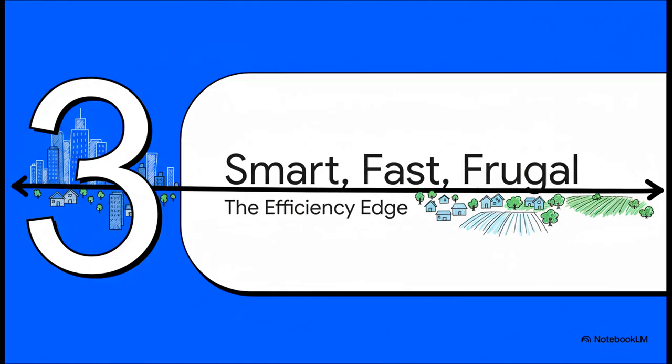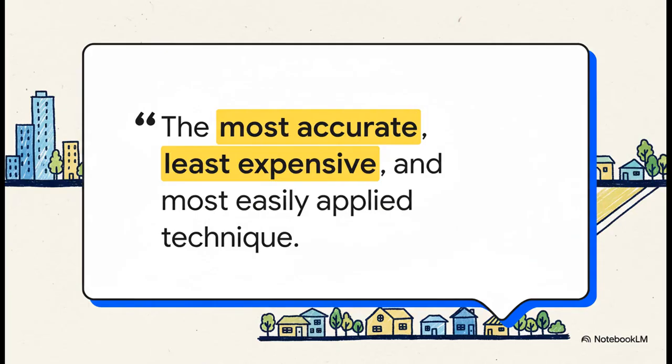Now, it's not just scientifically elegant. The urban transect has another massive advantage going for it. It is incredibly efficient. And hey, don't just take my word for it. After comparing a bunch of different methods, researchers actually concluded the transect is the most accurate, least expensive, and most easily applied technique out there. I mean, in the real world of tight budgets and even tighter deadlines, that's a total game changer.